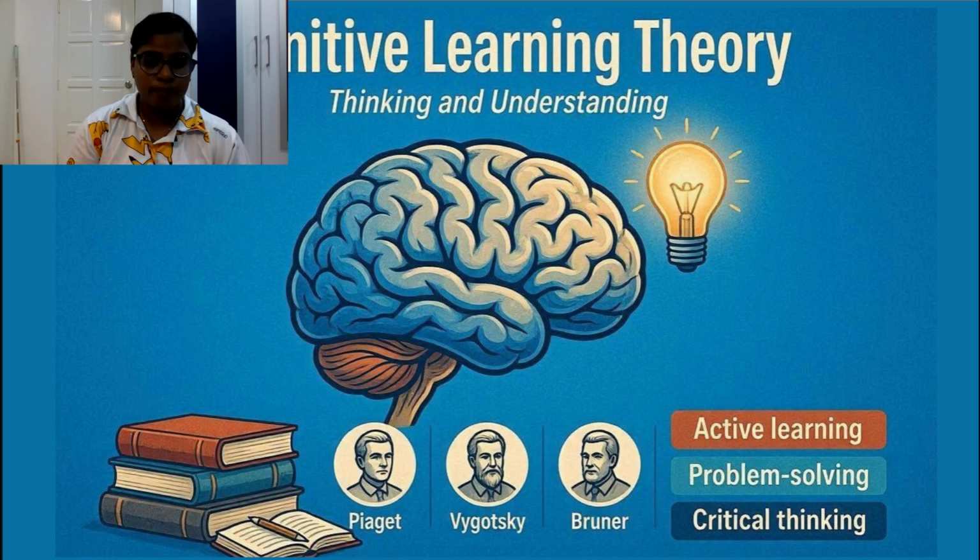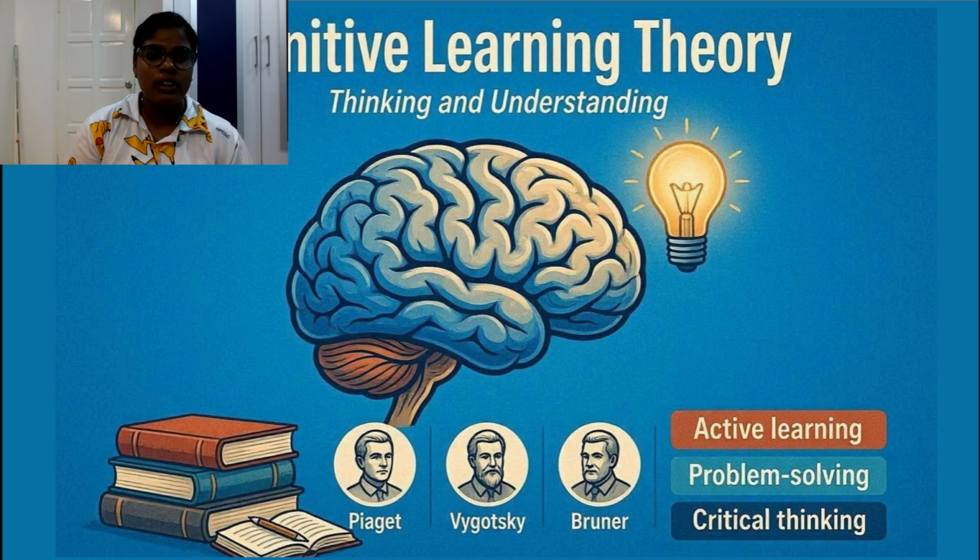The second is Vygotsky, who believed that learning happens through social interaction. He introduced the idea that students can learn better when they work with teachers, parents, or classmates who provide guidance and support. He called this the zone of proximal development, where students can achieve more with help than they can alone. The third theorist is Bruner, who believed that students learn best through discovery learning. Instead of giving students all the answers, teachers should encourage them to explore, investigate, and discover knowledge by themselves.